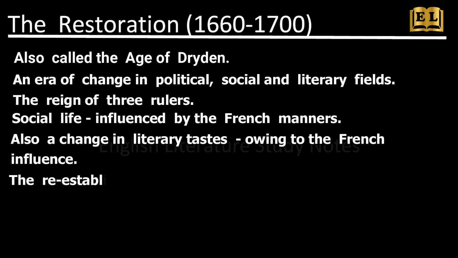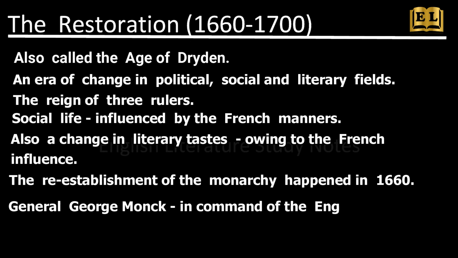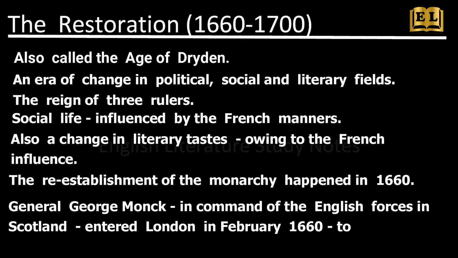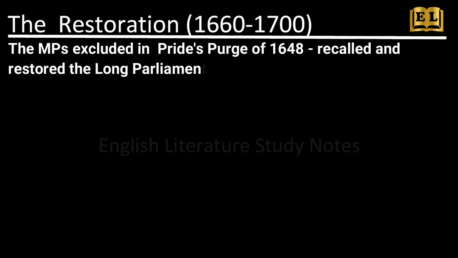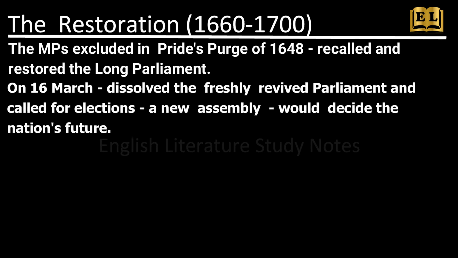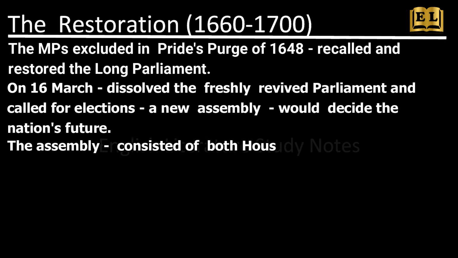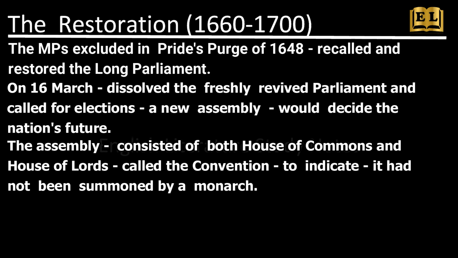After the collapse of the Commonwealth and the Protectorate, the re-establishment of the monarchy happened in 1660. General George Monk, who was in command of the English forces in Scotland, entered London with his troops in February 1660 to lend his support to Parliament. The MPs excluded in Pride's Purge of 1648 were recalled and restored the Long Parliament. On 16 March, they dissolved the freshly revived Parliament and called for elections for a new assembly that would decide the nation's future. The assembly elected in March 1660 consisted of both House of Commons and House of Lords and was called the Convention to indicate that it had not been summoned by a monarch.